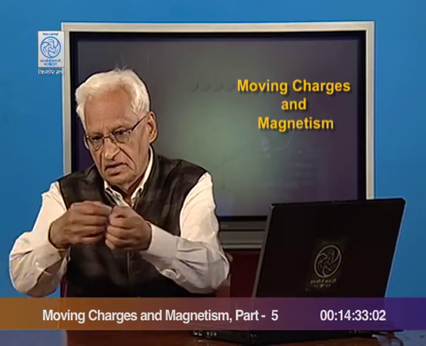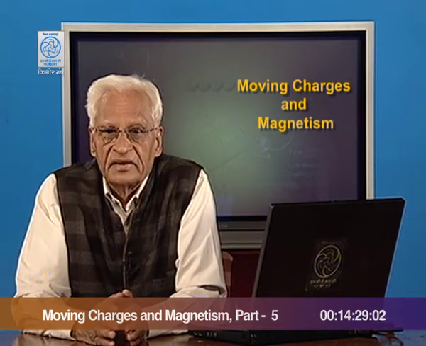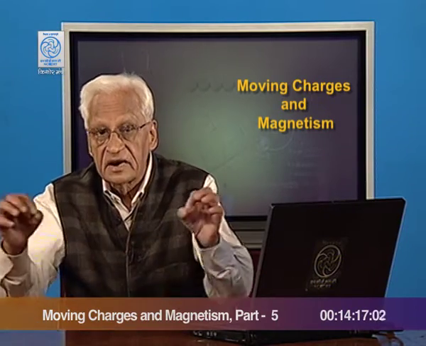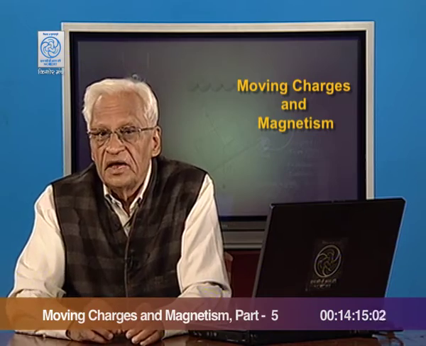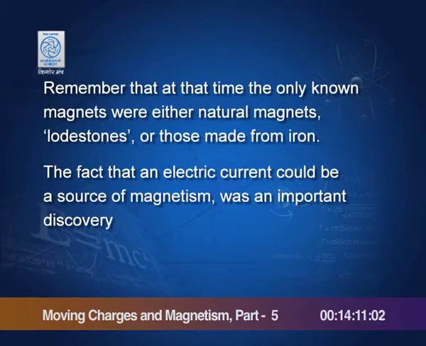That is, if you have a conductor which carries current, then it behaves like a magnet. Remember that at that time the only magnets known were the natural magnets, lodestones, or made from iron. So, the fact that an electric current could be a source of magnetism was a very important discovery.